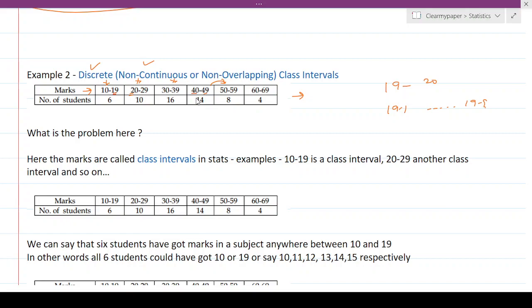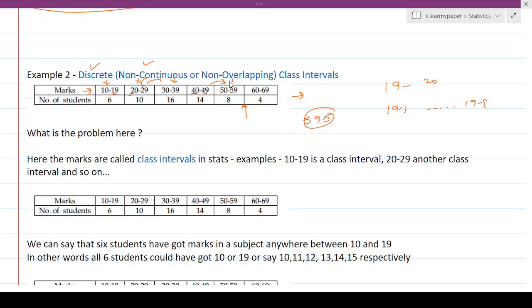So again, we'll always get this problem. What will happen if the mark of the student is between these two class intervals? For example, let's say a student has got 59.5 marks, somewhere in this gap. Where will you count him? There is no way we can count him, because there is no class interval defining 59.5.